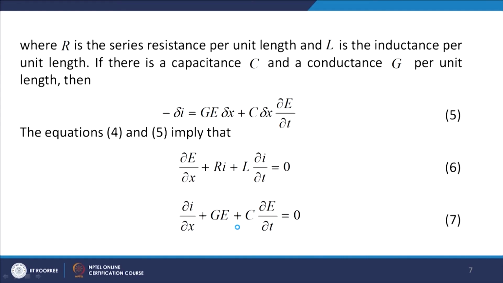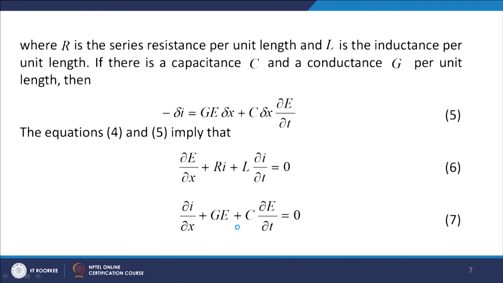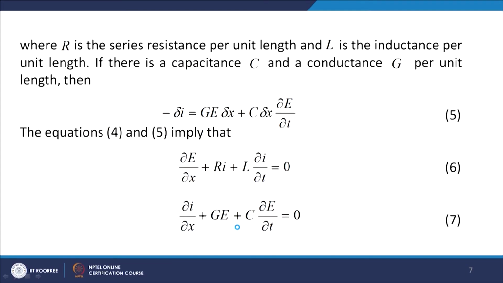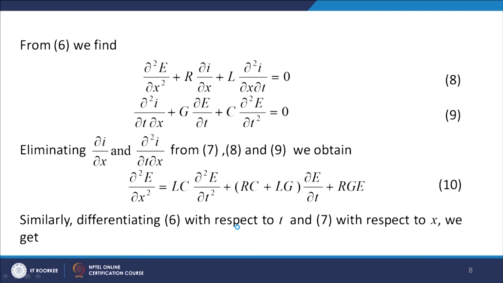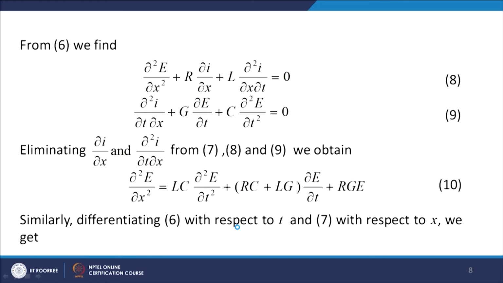we have the second order derivative of E with respect to x plus R times the partial derivative of I with respect to x plus L times the partial derivative of I with respect to x and t. And then this equation, when we differentiate the 7th equation with respect to t, we get the second order derivative of I with respect to t and x plus G times the partial derivative of E with respect to t plus C times E t t, that is delta square E by delta t square, equal to 0.